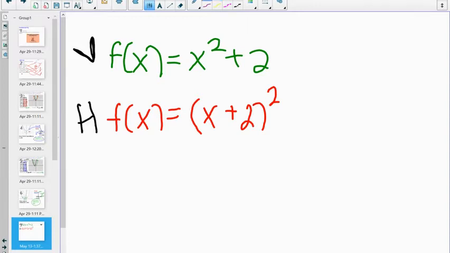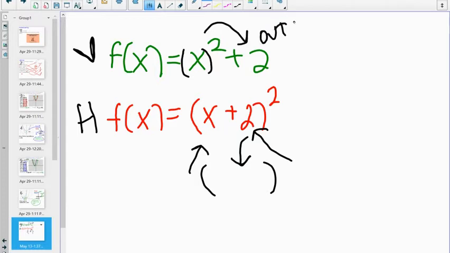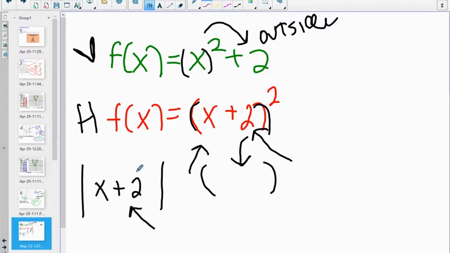So the difference between these two is you see how the 2 for the first example is not included within that parent function grouping. You see how down here we have the parentheses, and the 2 is instead inside, versus up here, you can think of the parentheses being here, the 2 is on the outside. Whenever you see that 2 on the outside, then you know it's a vertical shift. But if it's within that grouping, let's say if it was in an absolute value, then it's a horizontal change.